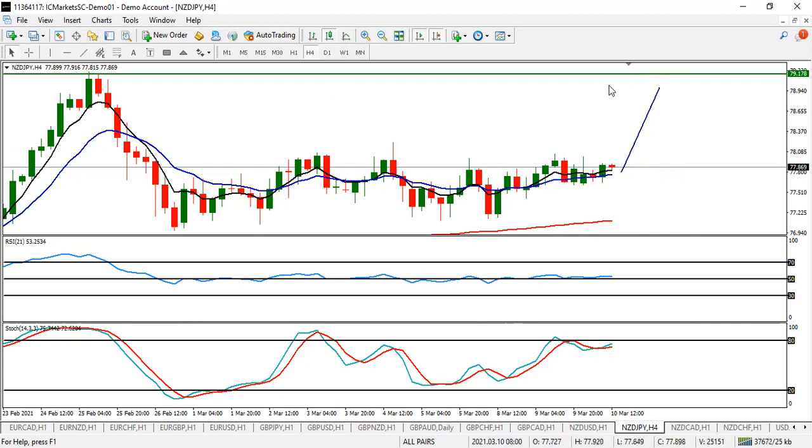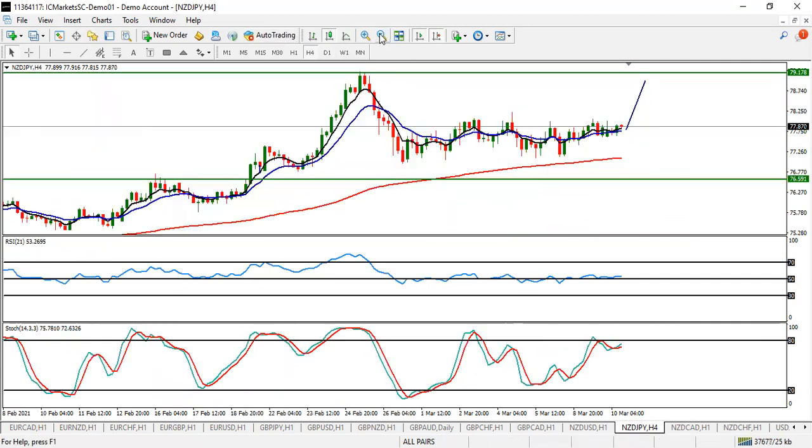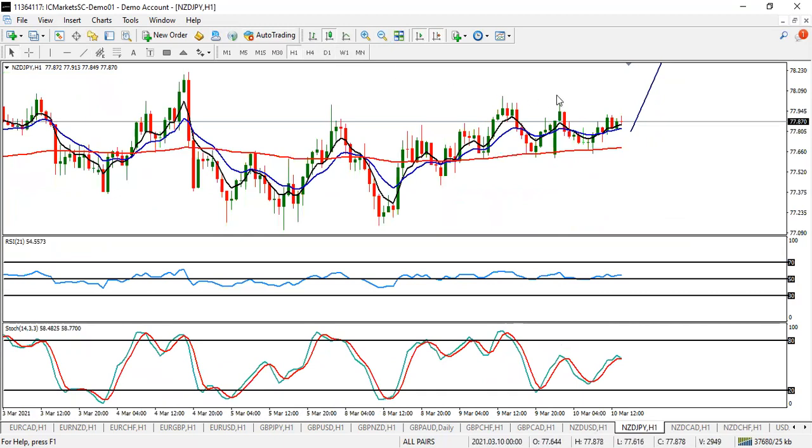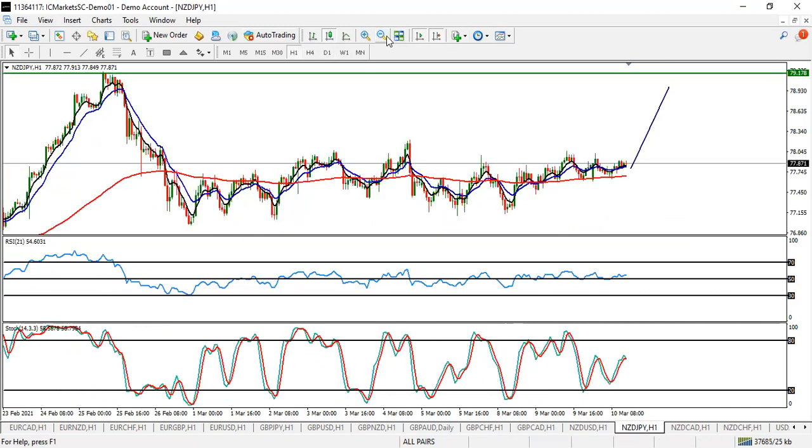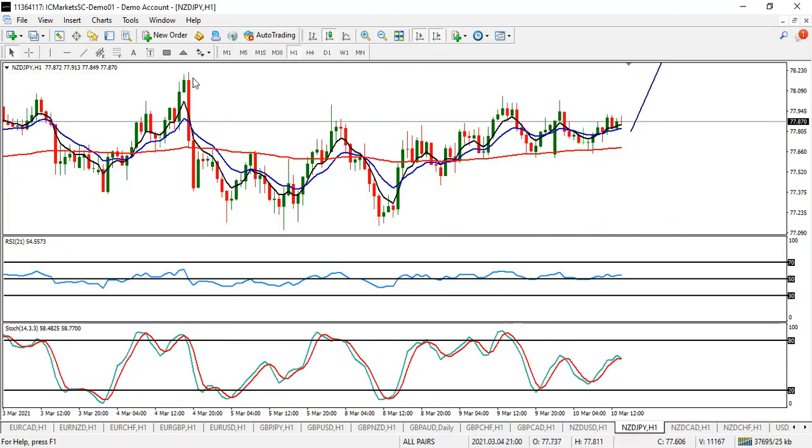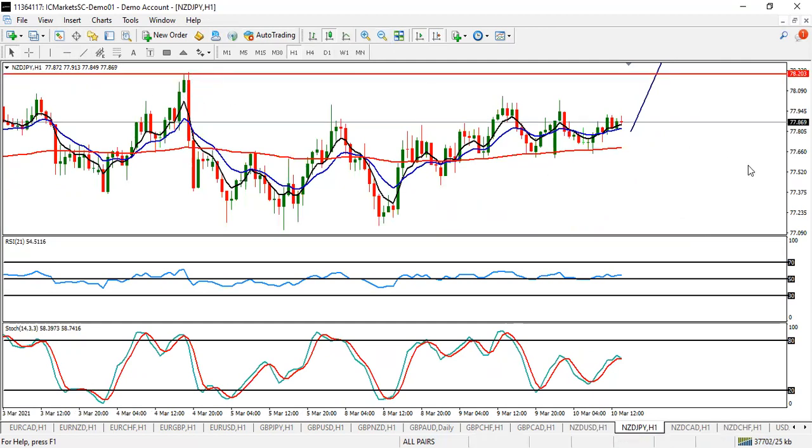Take your profit before 79.17, or you take the ratio of 1 to 1. As a matter of fact, your first profit is going to be 78.20. NZD JPY, look for a buy. NZD CAD.